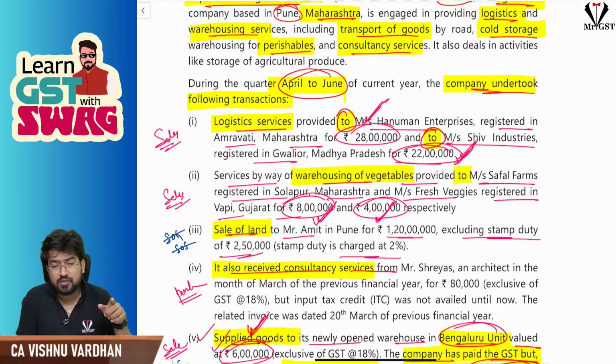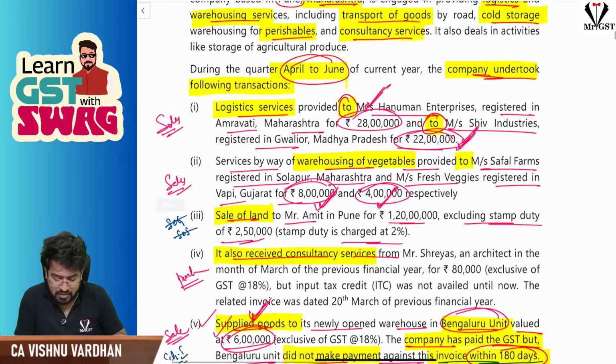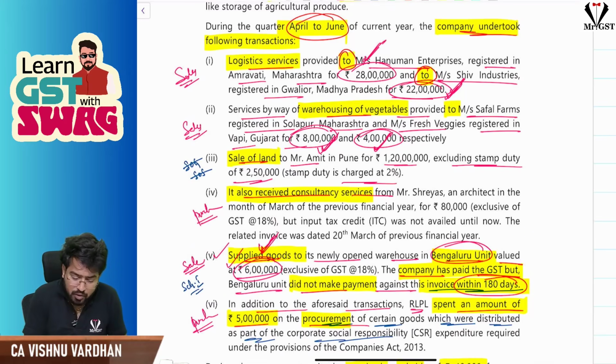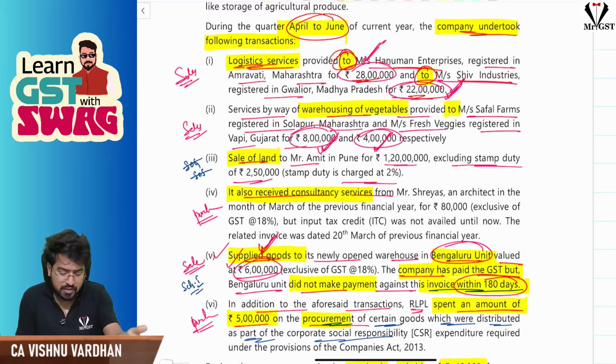And because there is a question on aggregate turnover in April to June, I have listed here 6 points I have given, whether it is sale or purchase, all that stuff. Now, logistics services they have provided to Hanuman Enterprises and Shiv Industries, 28 lakh and 22 lakhs. This is the sale, logistics services provided. So, sale, obviously, you will take it as turnover, 28 lakh plus 22 lakhs. Next, warehousing of vegetables to Safal Farms and also to fresh veggies, 8 lakhs and 4 lakhs. That is also sale, we will add it to aggregate turnover.